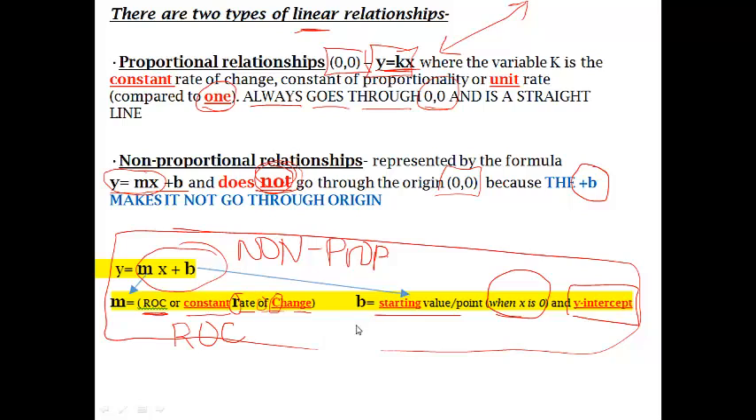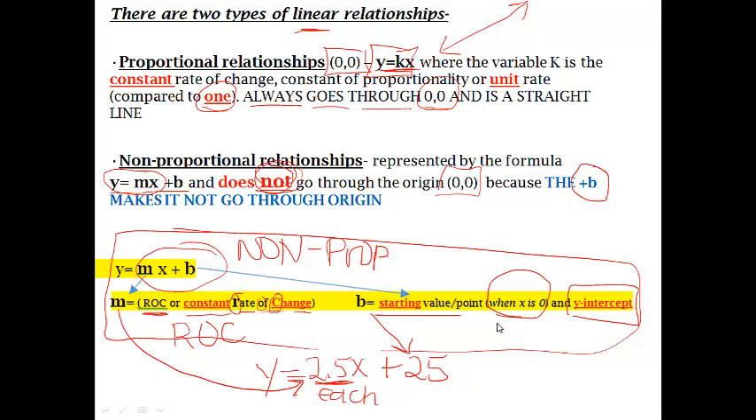So in this case, in our last problem, we had y equals 2.5x plus 25. So b would be the 25 in that problem, and m would be our constant rate of change. Because think about it, each week you add $2.50, so that is the rate of change each week. You started out with 25, and then we're doing this each week. So that means that is going to be my rate of change.